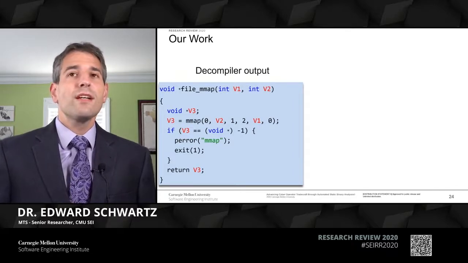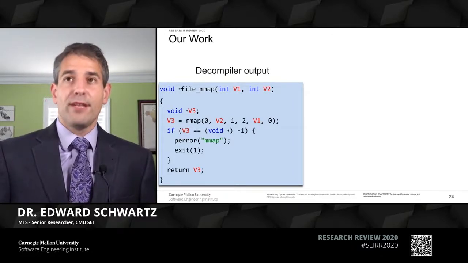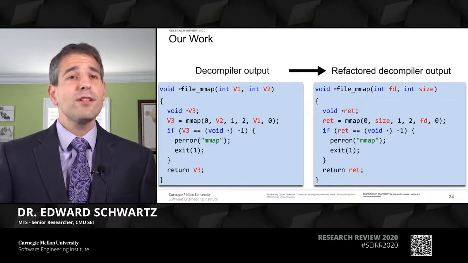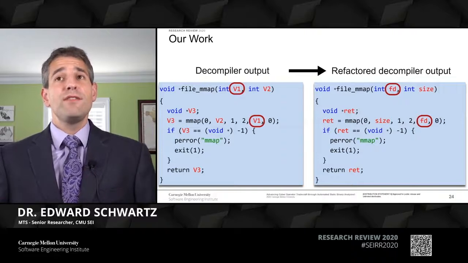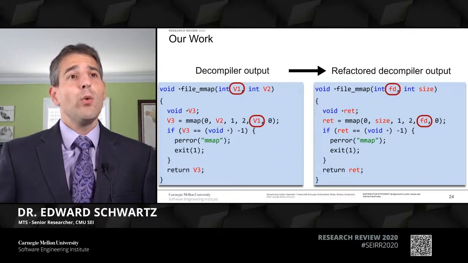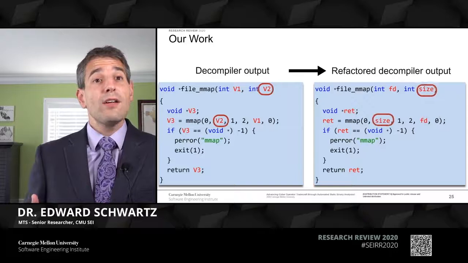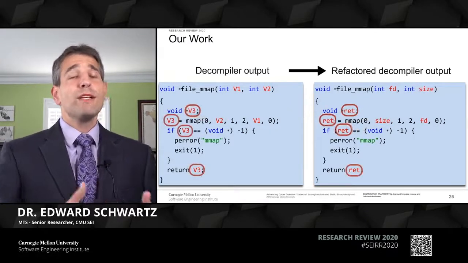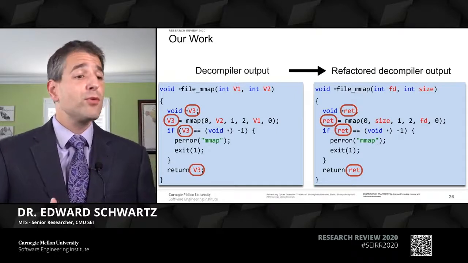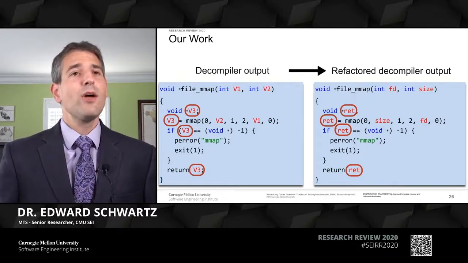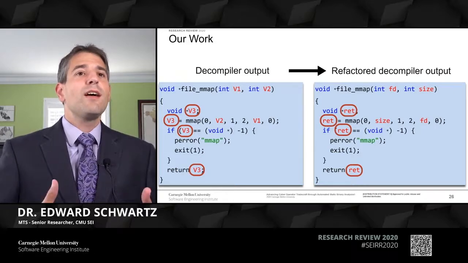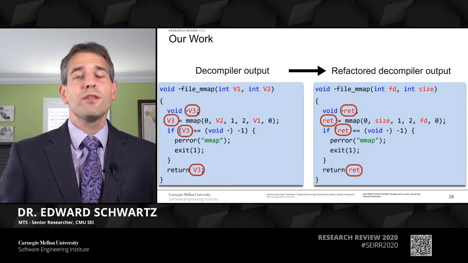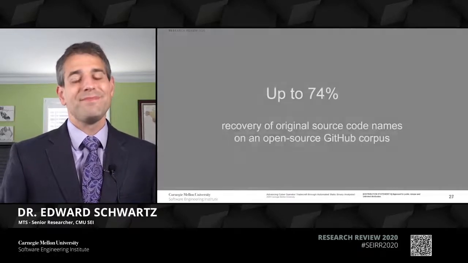The goal of our work is to take decompiler output like this and refactor it to add meaningful names to the variables. For instance, we might call v1 fd, short for file descriptor. We might call v2 size, because it's used to indicate the size of a memory region. And we might call v3 ret, because it's used to temporarily store a return value. That's the idea behind our work: to give these variables names that will help the analyst understand what the variable is actually being used for.